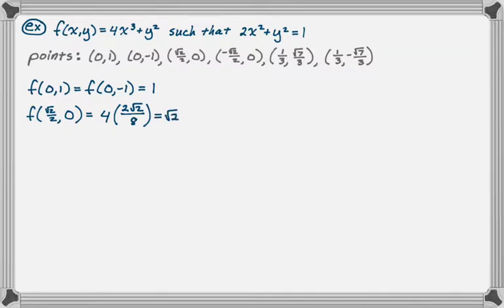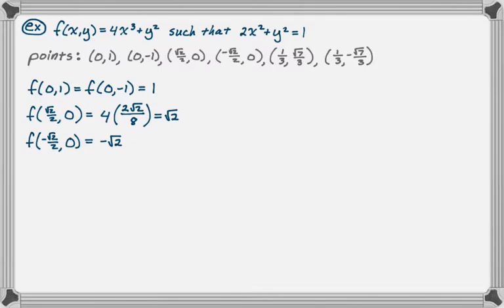Okay, now let's do negative root 2 over 2. You probably see how this is going. This is just the negative of root 2 over 2 cubed, so that's just going to give me negative root 2. Well, it's 4 times negative root 2 over 2 cubed, but it's the same work as the previous one, just negative.